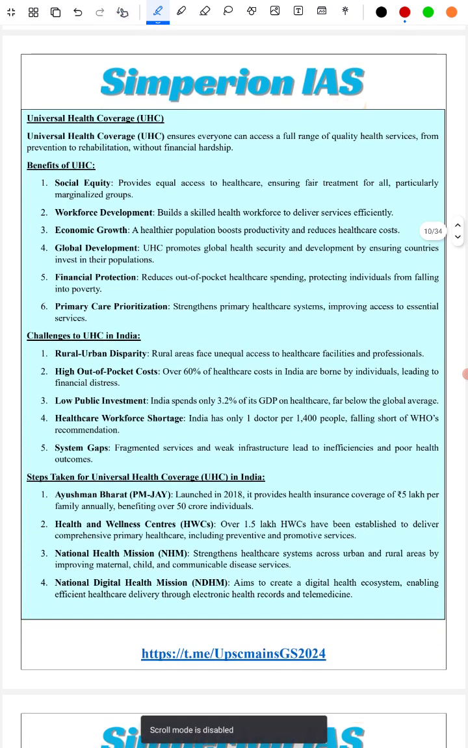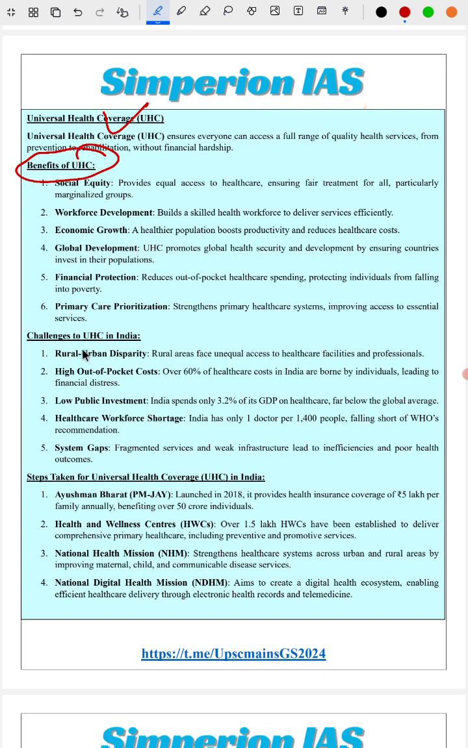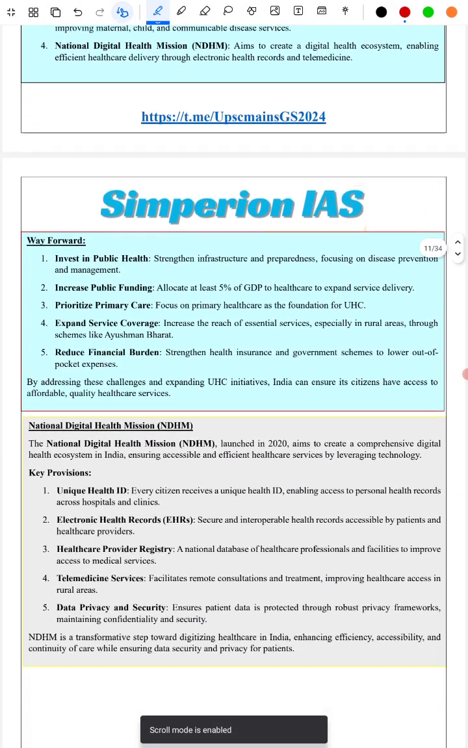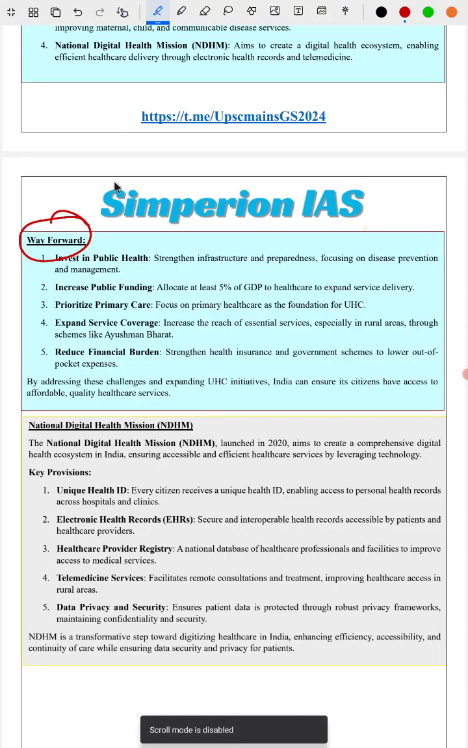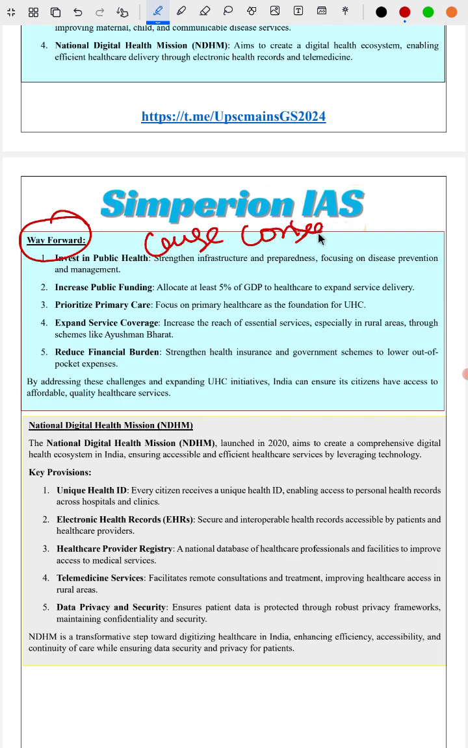Next, we have covered a topic of universal health coverage: what is the benefit of universal health coverage, what are the challenges India faces to achieve universal health coverage, what are the steps already taken to achieve it, and way forward, what are the steps that can be taken. So there is a very similar pattern. Usually it is cause, consequences, challenges, a way forward, and government initiatives or government measures.